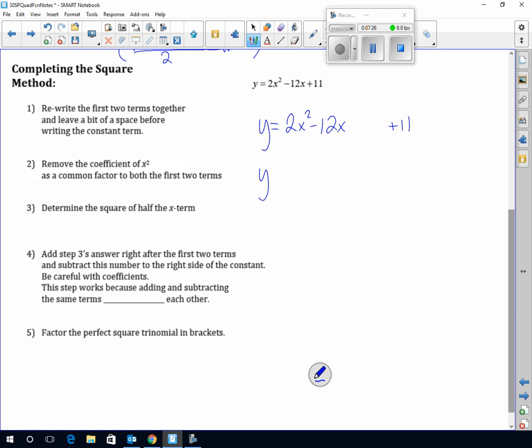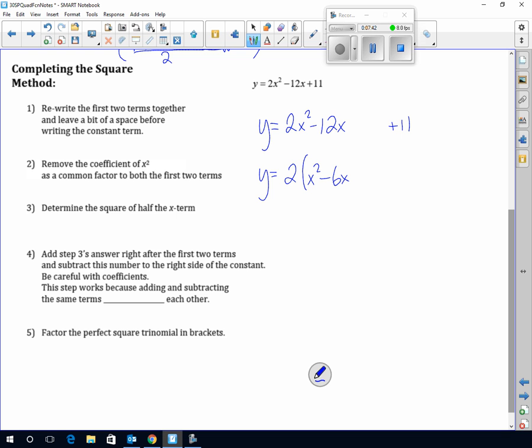But I also have to factor it out of that middle term. So this is now going to become minus 6x. I'm going to put the bracket like this, leave a space, plus 11. Okay, just verify this step.